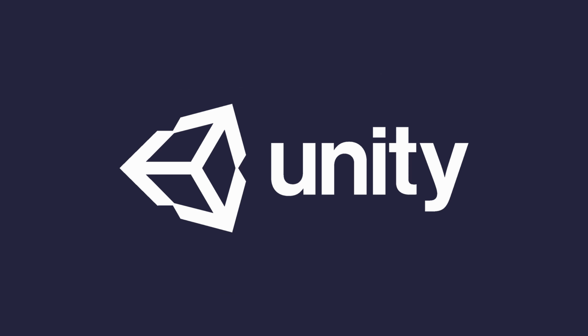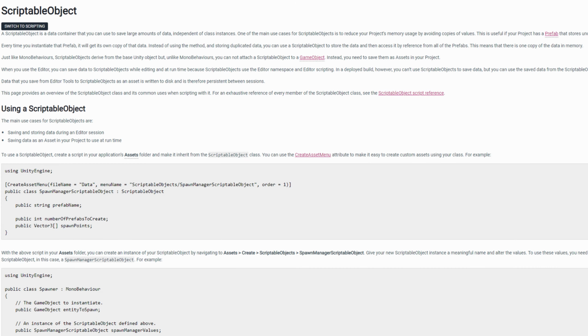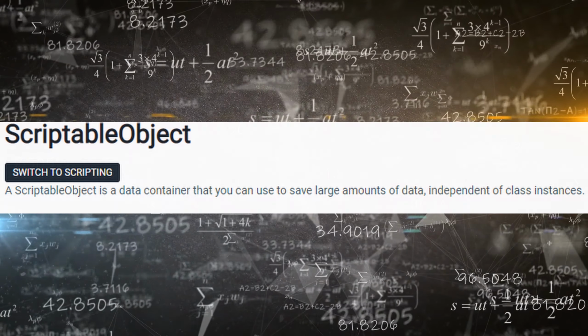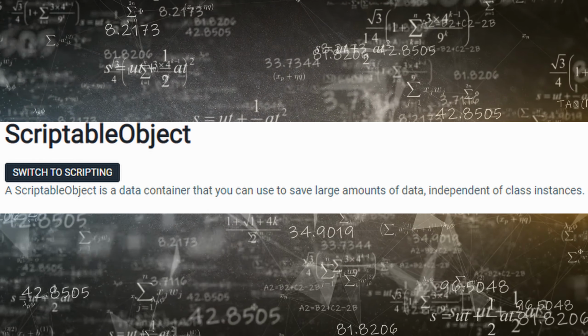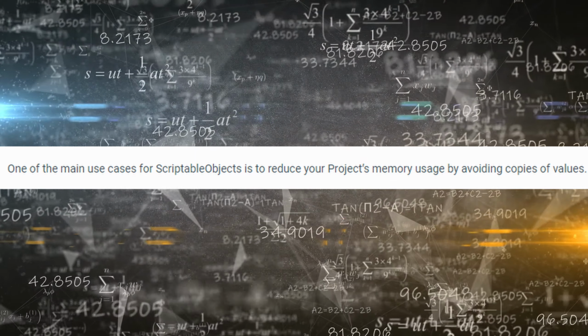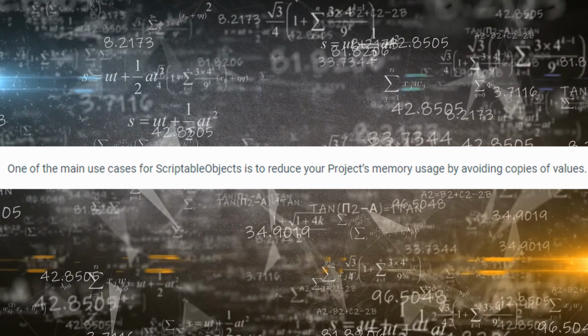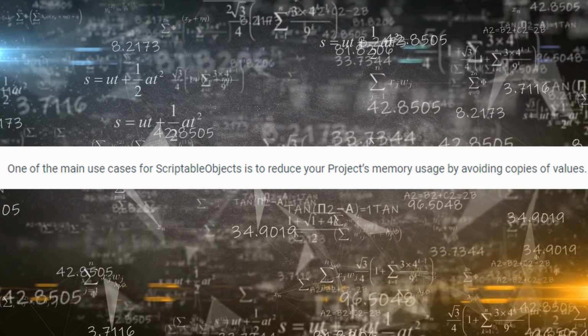That system's name is Scriptable Objects. Unity's description is simple and very easy to understand. A scriptable object is a data container that you can use to save large amounts of data independent of class instances. One of the main use cases for scriptable objects is to reduce your project's memory usage by avoiding copies of values.